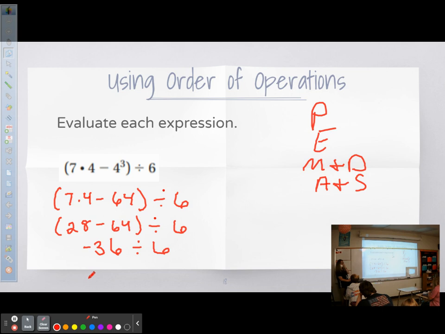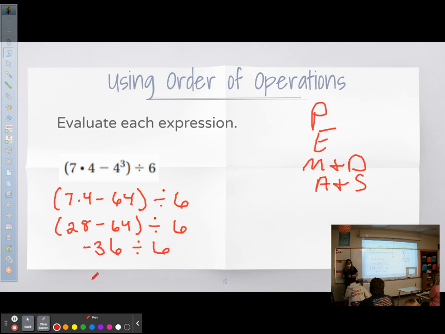Would that give you a positive or a negative? Well, if you turned it around, it'd give you a positive. But can we do that? Not technically. No, you're not supposed to. We have to do it just like it says, 28 minus 64, which is negative 36, divided by 6.